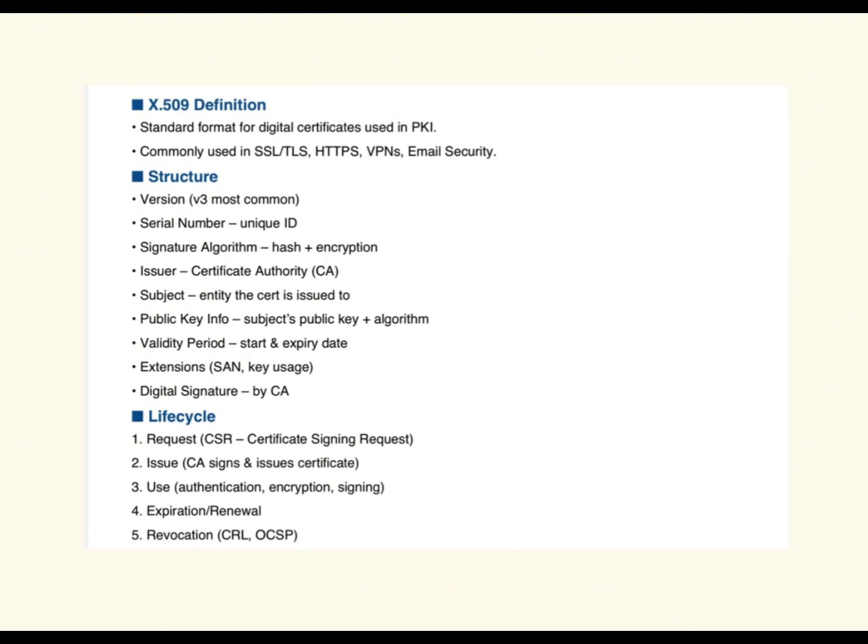So, the structure. Version 3 is most common. Serial number is a unique ID. Signature algorithm is hash plus encryption, how the cert is signed. Issuer means the certificate authority that issued it. Subject is who the certificate is issued to: a website, organization, or person. Public key info is the subject's public key plus algorithm. Validity period is the start and expiry dates.